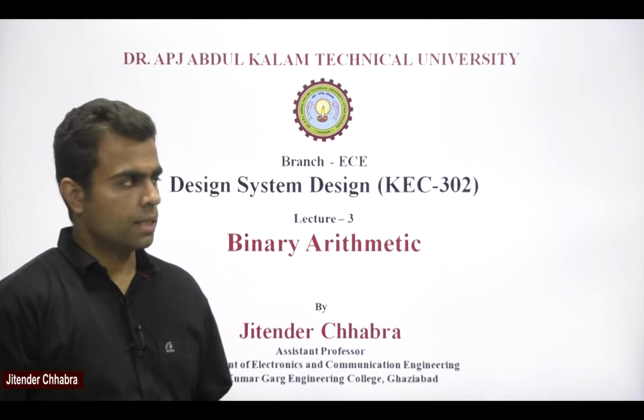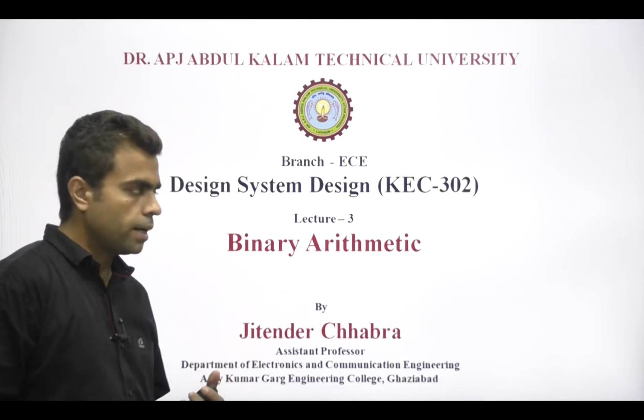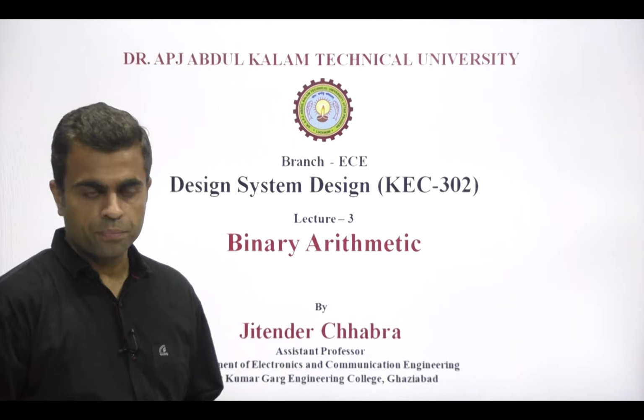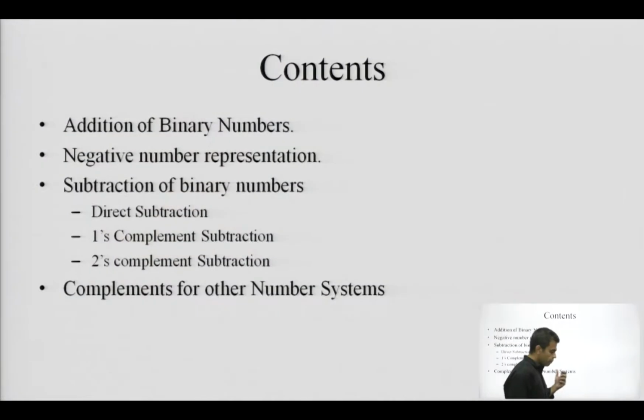So, this is our third lecture of our subject digital system design, and today's topic is binary arithmetic, and today we will be covering these topics. The topics are addition of binary numbers. We will be covering the rules of how to add two numbers, and then we will be covering negative number representation. The aim of negative representation is to perform the subtraction of binary numbers, and there will be three methods: direct method, one's complement method and two's complement method, and then we will be taking into consideration the complements which exist for other number systems like octal, decimal and hexadecimal.